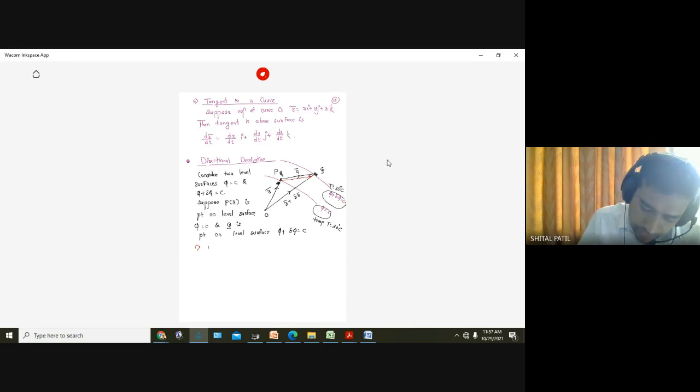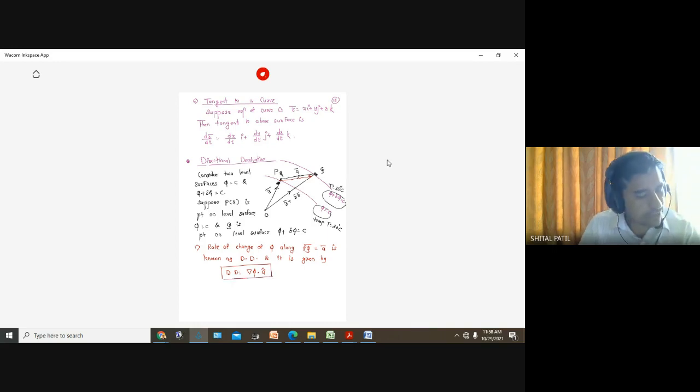Rate of change of phi along PQ bar, that is A bar, is known as DD, directional derivative, and it is given by this formula, grad phi dot A cap.